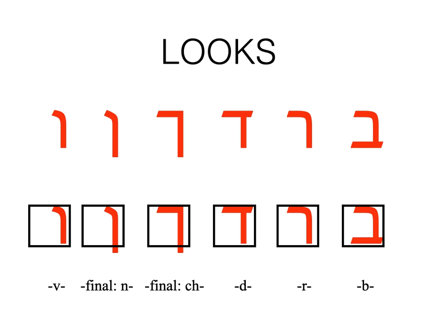Here are others that look the same. We have Bet, Resh, Dalet, final Chet, final Kaf, final Nun, and final Vav. Final Nun and final Vav we already talked about, and you saw how they are different. But let's talk about the others. First, the difference between Bet and Resh.